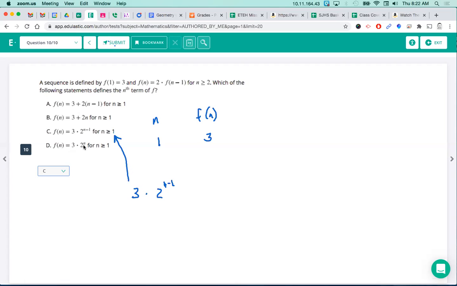If I were to plug 1 into this part D formula, that's 3 times 2 to the first power. Well, 2 to the first power equals 2, and 3 times 2 equals 6. All right, so I would have gotten 6 here from f of n. Well, 6 is what the second term is going to be. So it would shift our sequence by one.